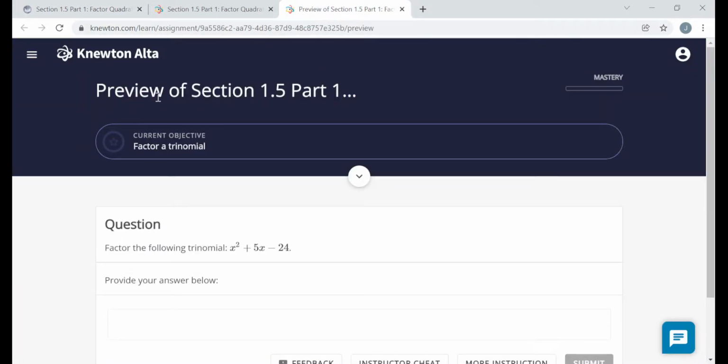So I'm in a preview. You will not see the word preview. You'll just see section 1.5 part 1, factoring quadratics. You'll see the title of the assignment. Then in the upper right hand corner you have this mastery bar. It says assignment mastery 0% because I haven't really done anything yet. This is just telling you how far along you've gotten, what percentage you'd currently have if the course were to end today, right?